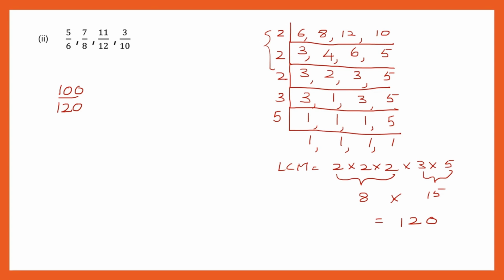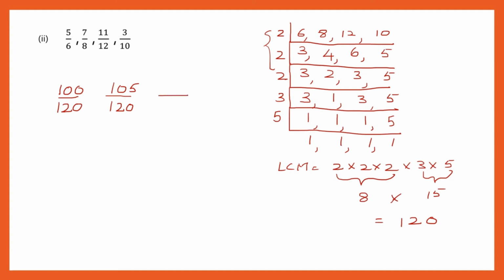Let's take the second one. 120 is my denominator. 8 into 15 will give us 120. That means we have to multiply 7 also by 15. So when you multiply 7 by 15, you get 105. Right? So that is our second fraction. Let's move on to the third one.